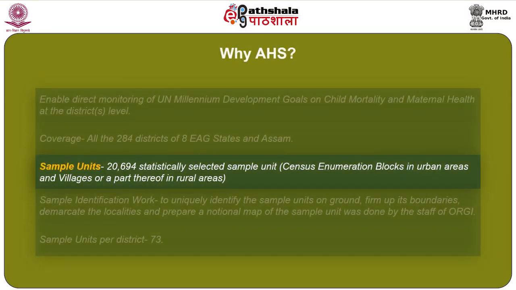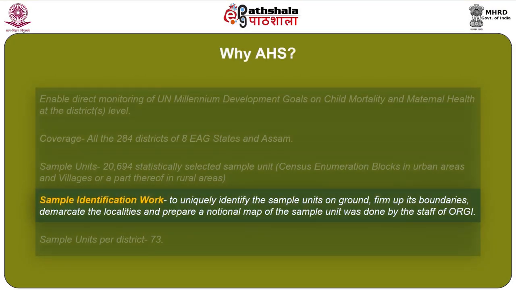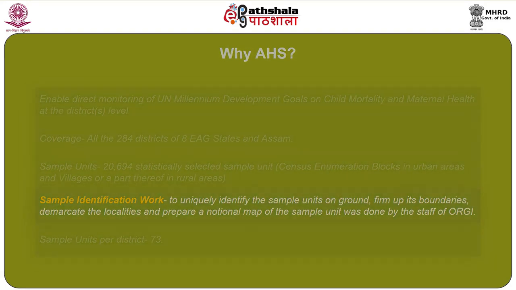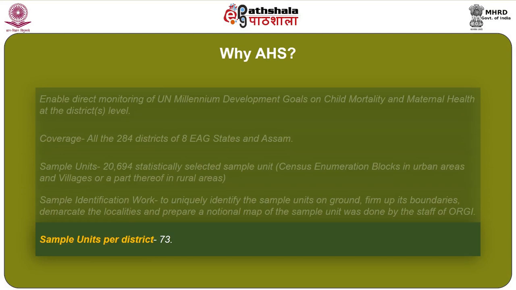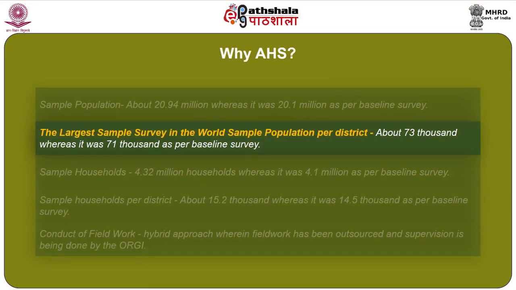Sample units mainly cover 20,694 statistically selected sample units, census enumeration blocks in urban areas and villages or a part thereof in rural areas. Sample identification work to uniquely identify the sample units on ground, form up its boundaries, demarcate the localities and prepare a notional map of the sample unit was done by the staff of ORGI. Sample units per district constitute 73. Sample population is about 20.94 million, whereas it was 20.1 million as per baseline survey. It is the largest sample survey in the world.